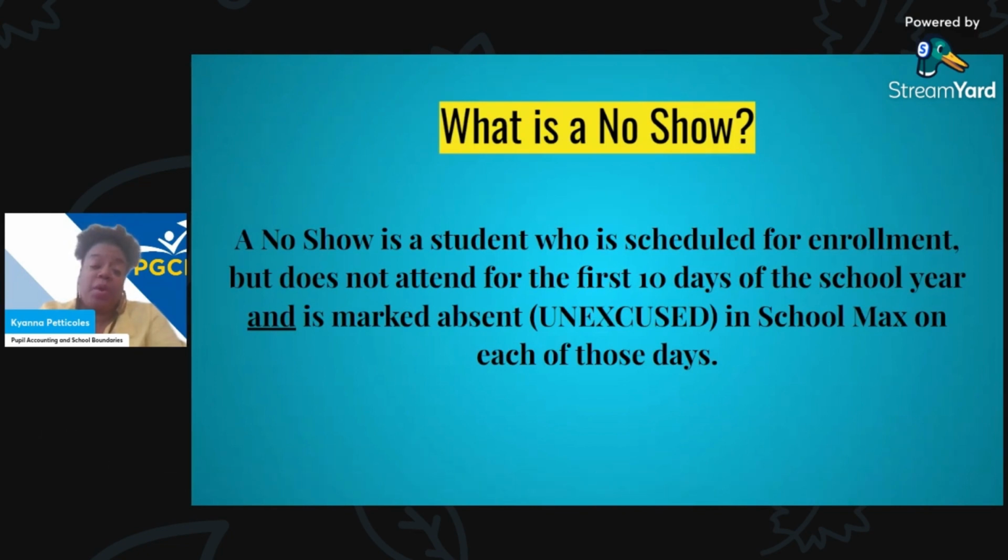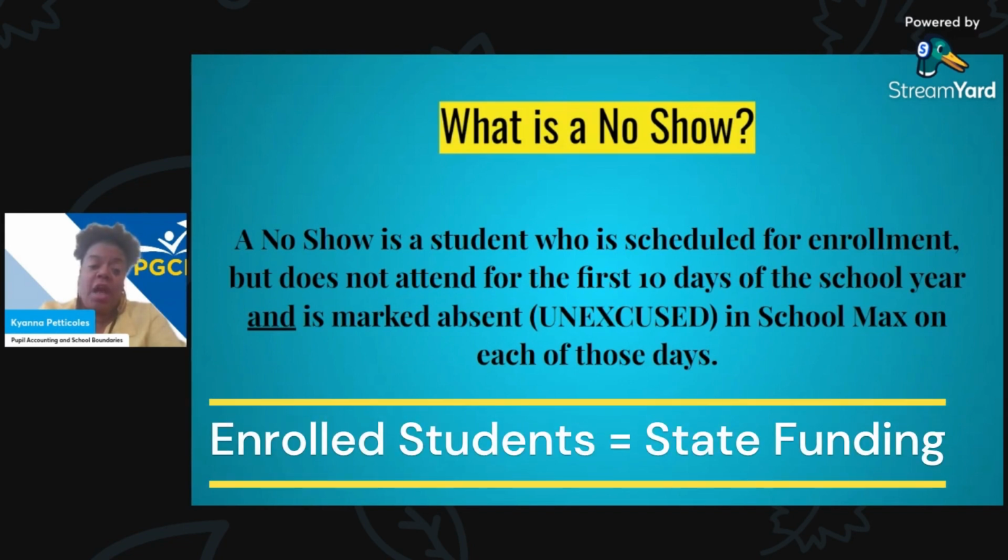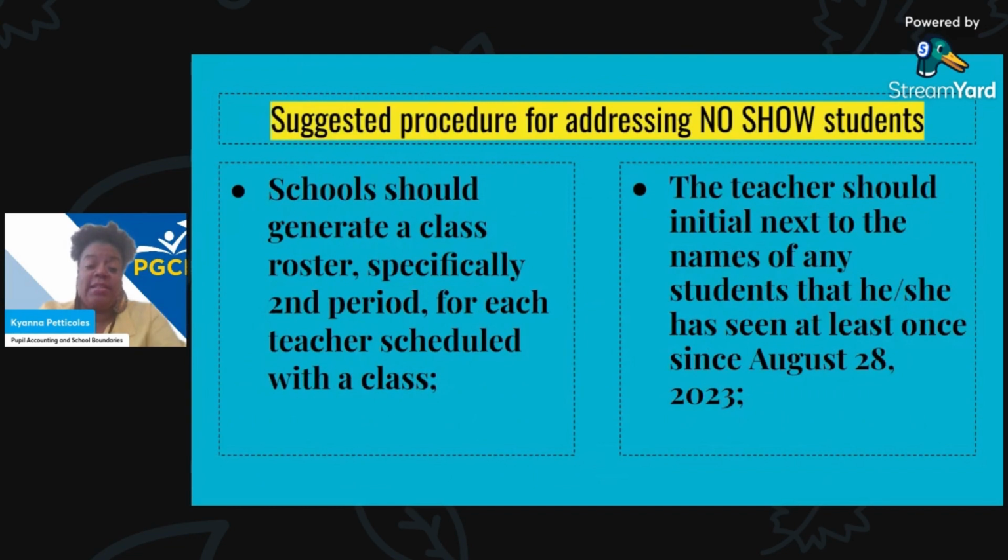This is important that we are monitoring this information because this is how we receive our funding. The Maryland State Department of Education provides funding to school systems based on our September 30th enrollment. If we accidentally report a student who is considered what we call a no-show, and we find out after the fact, it kind of hurts us in the end because we've actually received funding for a student who is not there.